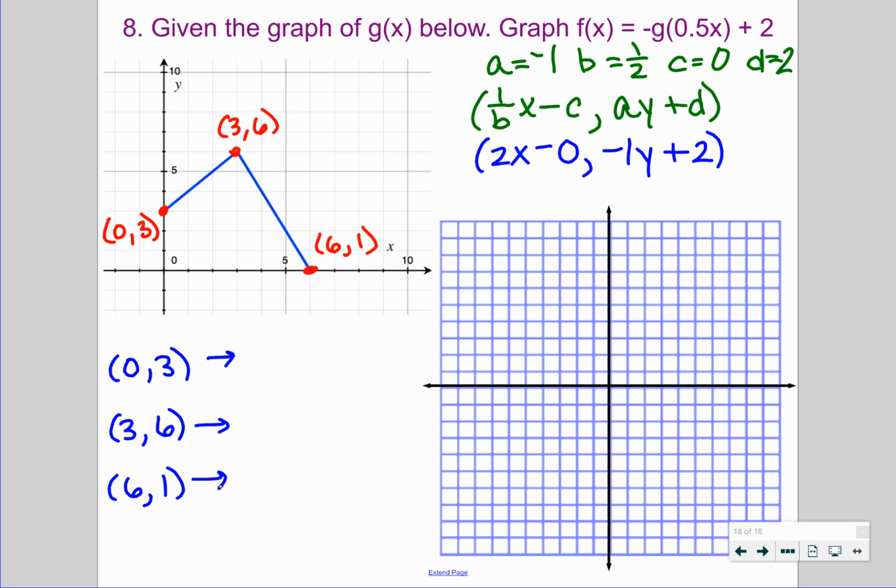All right, so let's start with the X's. Multiply them by 2. 0 times 2, 0. 3 times 2, 6. 6 times 2, 12. Those are your new X coordinates. Y coordinates, make them negative and add 2. So I'll have a -3 plus 2, -1. -6 plus 2, -4. And -1 plus 2 gives me 1. Yep. That last one should be 6, 0. Oh, yes, it is. Thank you.